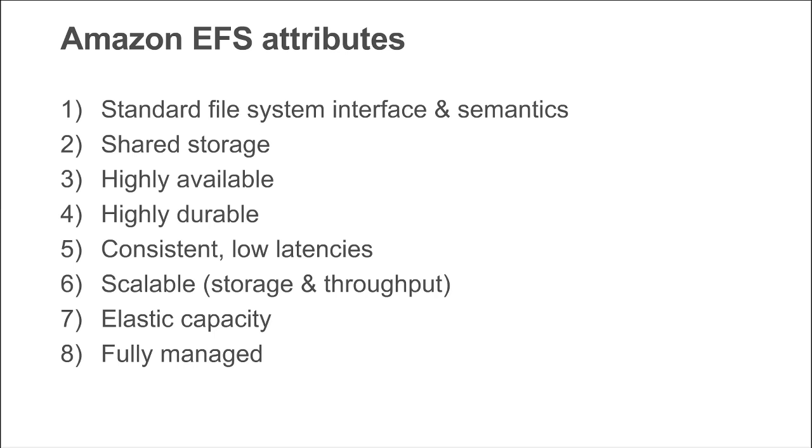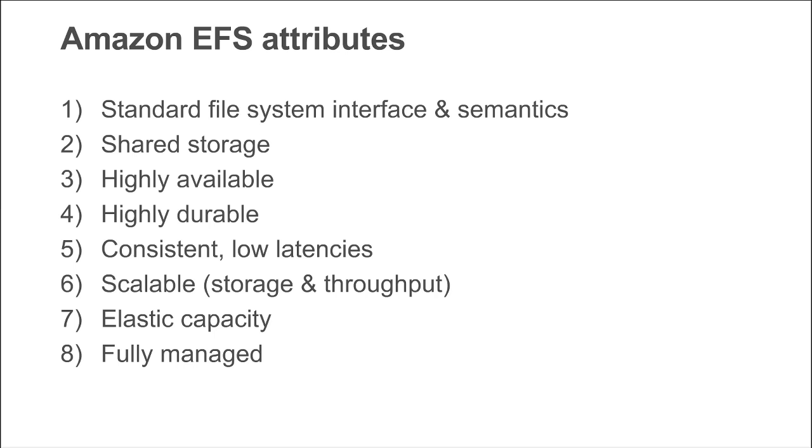As I mentioned, you can have up to thousands of EC2 instances accessing the same set of files. You have strong consistency across all of those instances accessing the data. And EFS is highly available. Every aspect of the service is designed for high availability. And it's also highly durable. So data is stored across multiple availability zones.